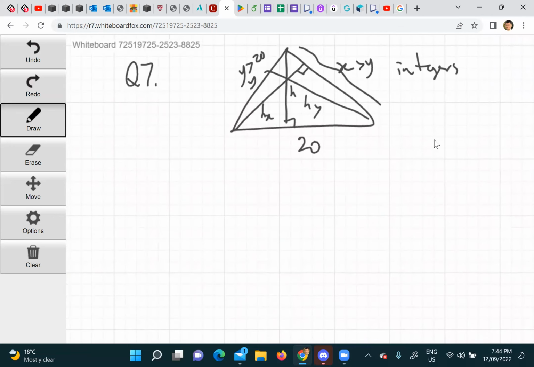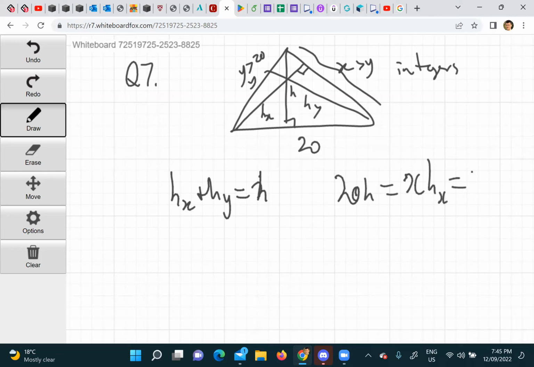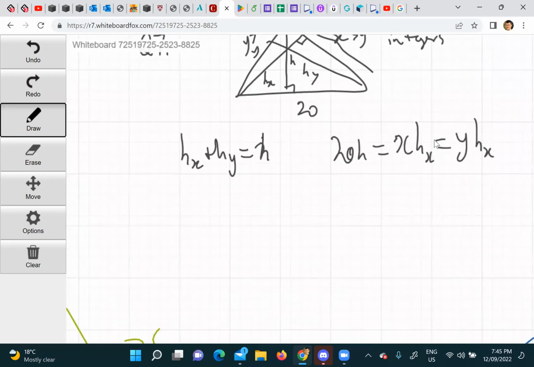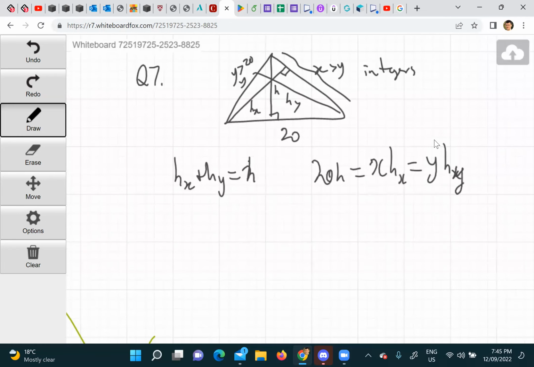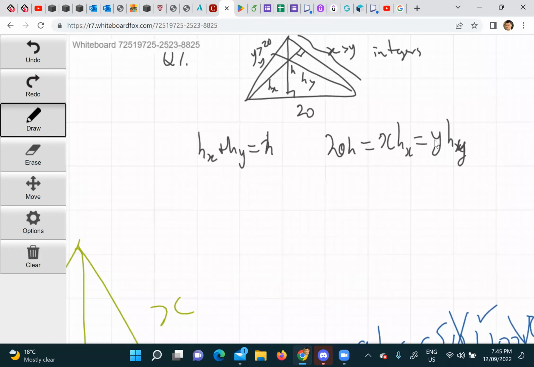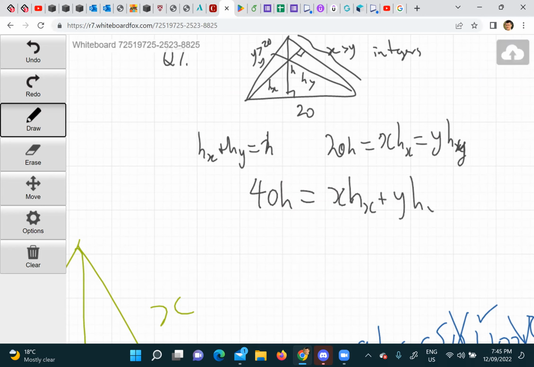Okay, so we're given that hx plus hy equals h. And from this, we also have the areas equal: 20h equals x hx equals y hy. Then Charlotte's thing was kind of interesting: 40h equals x hx plus y hy, right?